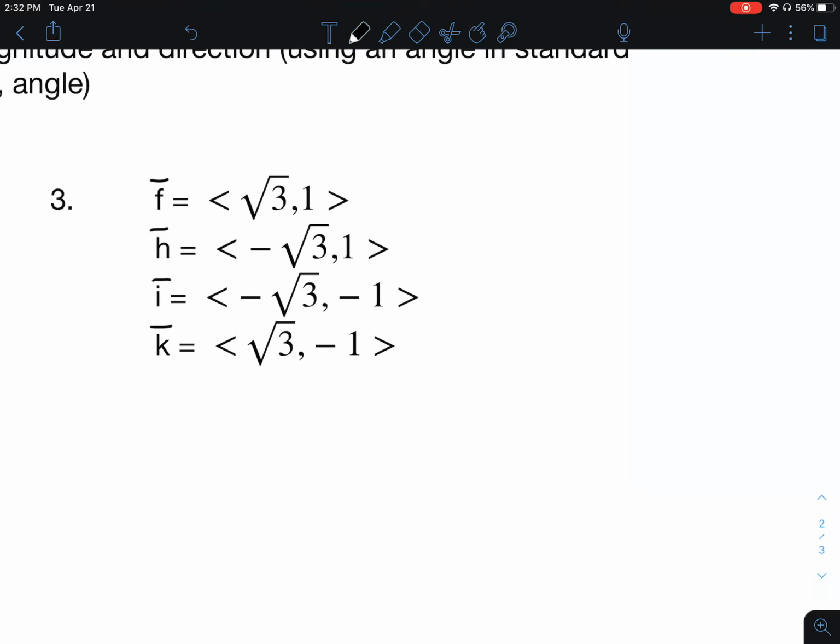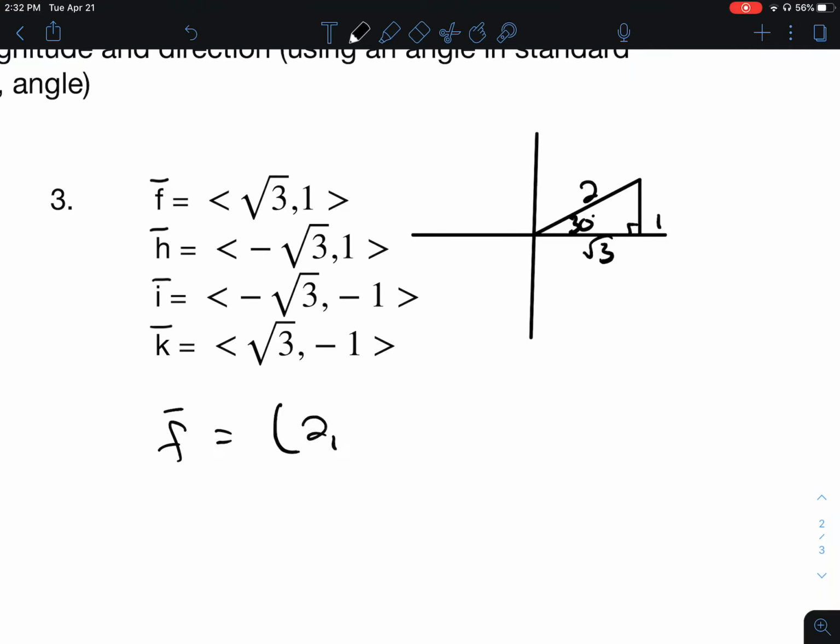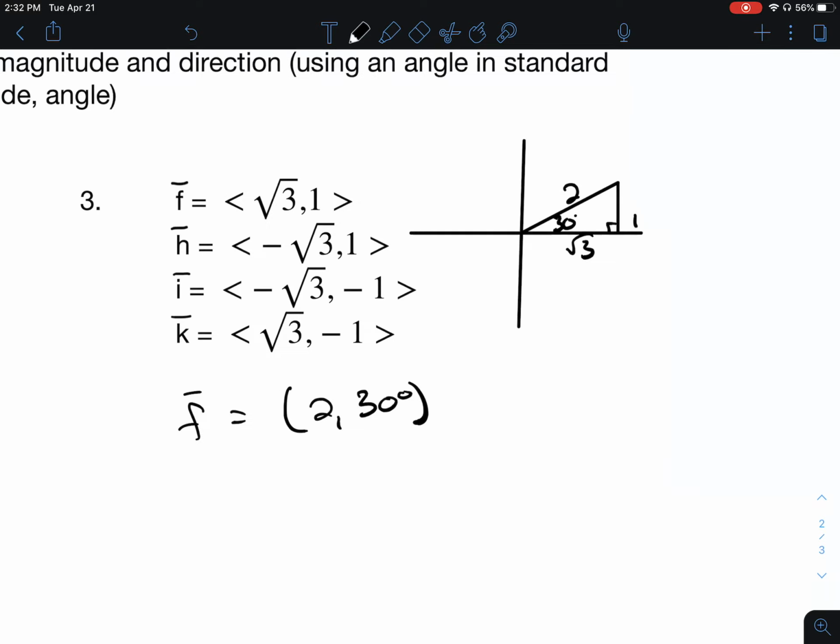Number 3, vector F is in quadrant 1. We're going right square root of 3, and we're going up 1. This is a special right triangle with a reference angle being 30 and the hypotenuse being 2. Therefore, the magnitude of vector F is 2, and the angle in standard position is 30 degrees. H is going to have the same magnitude of 2. Its reference angle is 30, which means the angle in standard position is going to be 150, 180 minus 30.